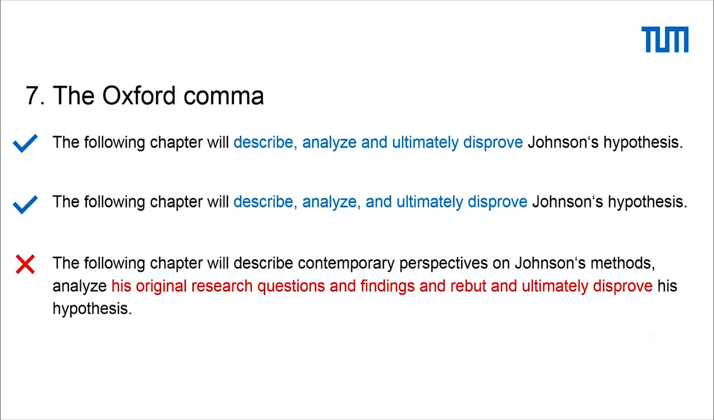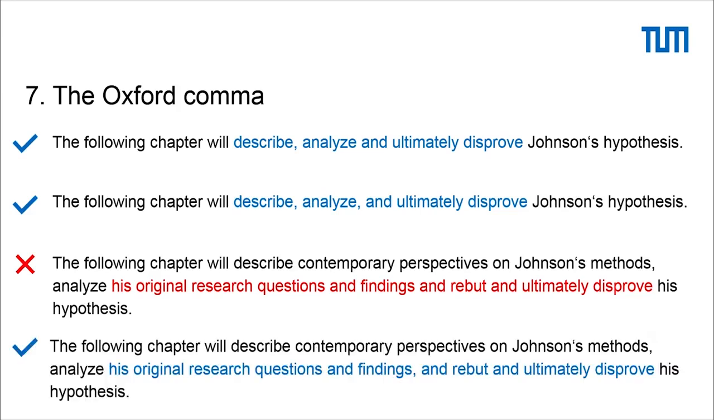However, if you have a long, complicated list with lots of embedded clauses, and those embedded clauses maybe contain the word and, then using the Oxford comma will make it much easier to understand. So in this example, the Oxford comma before and rebut and ultimately disprove allows us to figure out what are the elements in your list, what words in this sentence go together to make the items in your list. Otherwise, it takes quite a bit of time to figure it out.